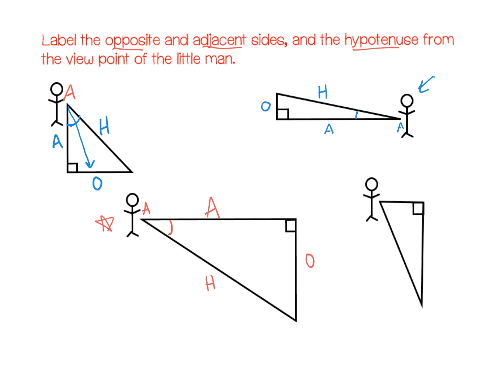Then the last one, here's my point of reference. My right angle's here. So opposite that is the hypotenuse. The opposite side from my angle of reference here is the opposite. Then that makes this side adjacent.